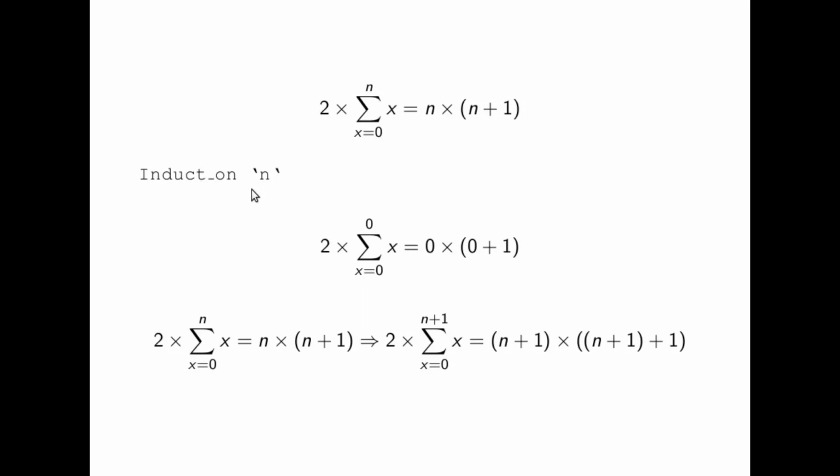The first step is to apply induction on our conjecture. So this is our conjecture. Now we have to prove a base case and an inductive case. This is the base case, and this is the inductive case. We obtain the base case by replacing n by 0. On the inductive case, we need to prove that if the property holds for n, it holds for n plus 1.